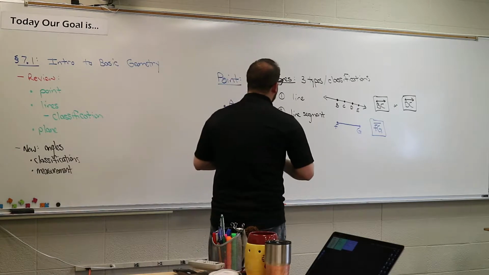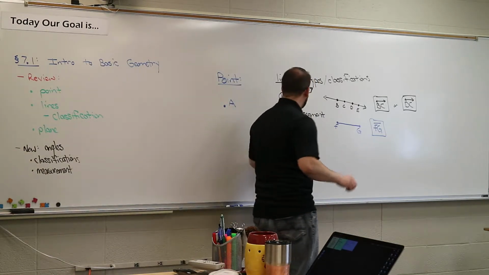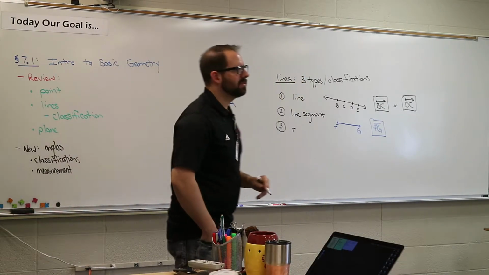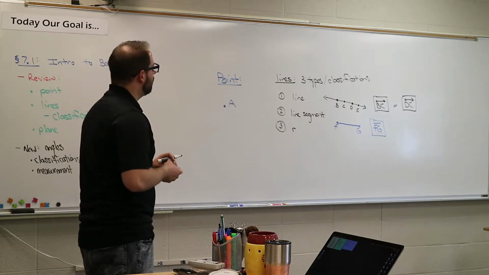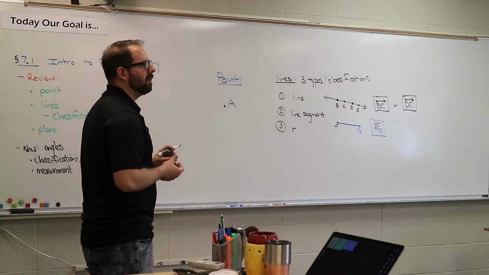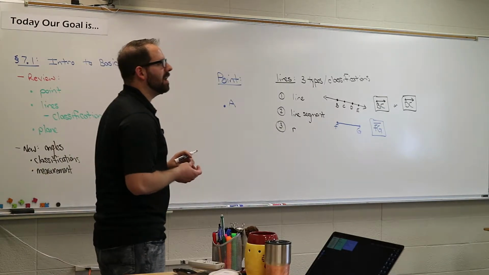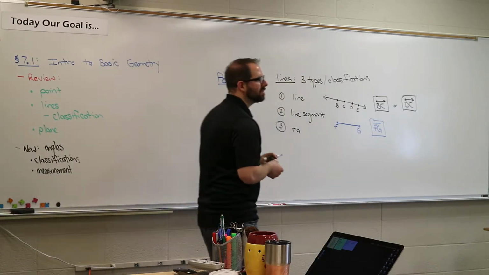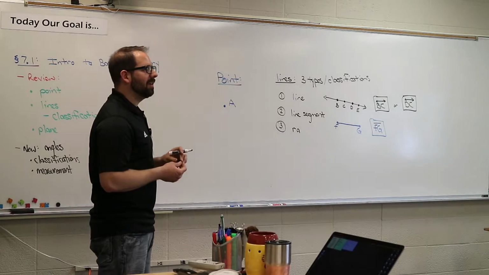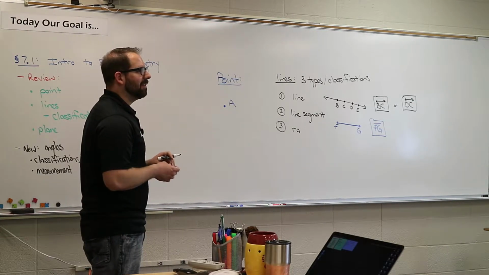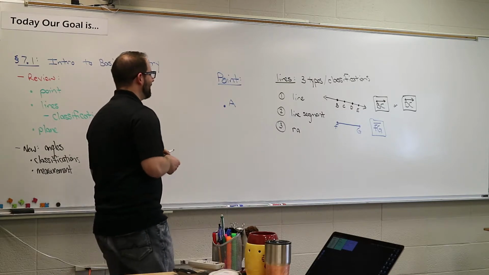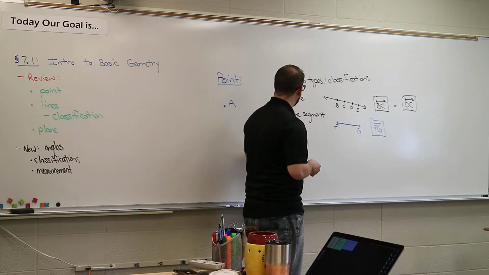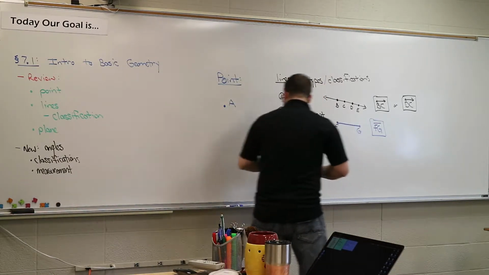Okay. All right, and the last type of line starts with an R. It's 3 letters long. The second letter is an A. Ray. 3 letters long. Second letter's an A. It's called a ray.